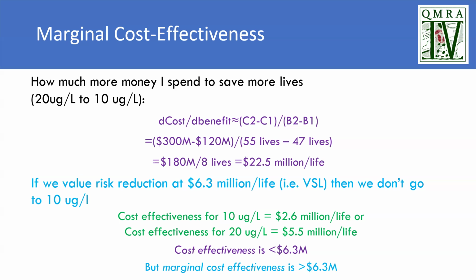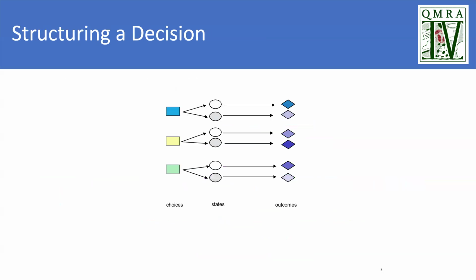So hopefully you can see from this example that simply looking at marginal cost effectiveness, especially for multiple risk management strategies that maybe we'll call nested, it's important to look at how many additional lives will be saved and what the cost of those additional lives will be before making a decision. Next, I'll show you how to structure your cost-benefit analysis using a decision tree.